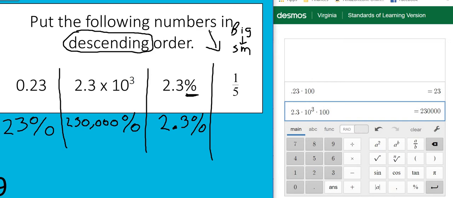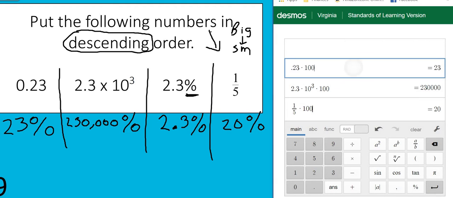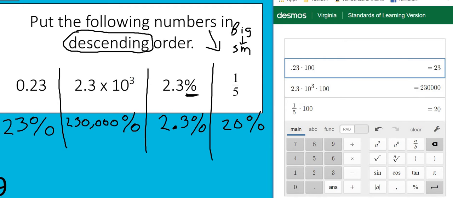2.3% is already there, so the next one is a fraction. So let's put it in our calculator. 1 divided by 5. I'm going to click so I move over. You can use your right arrow. Times 100 to put that into a percent. And that gives me 20%. You notice that I leave everything on my calculator. That way I can go back and make sure that I typed it all in correctly.